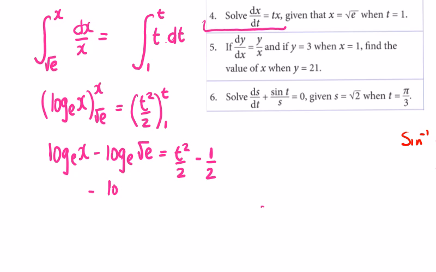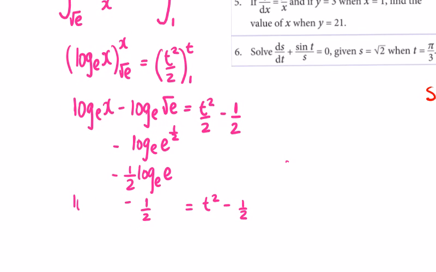The log to the base e of e to the power of a half becomes a half log to the base e of e, which is equal to 1. So this just becomes minus 1 over 2. I'm just going to bring that down. My t squared minus a half. We have log of x to the base e, so the halves will cancel. So we get e to the power of t squared over 2 is equal to x for number 4. Not forgetting my t squared over 2.